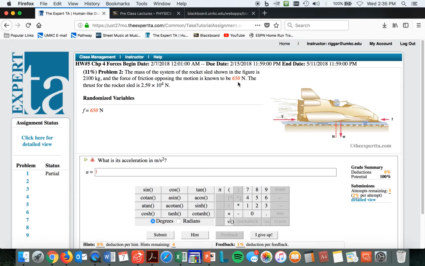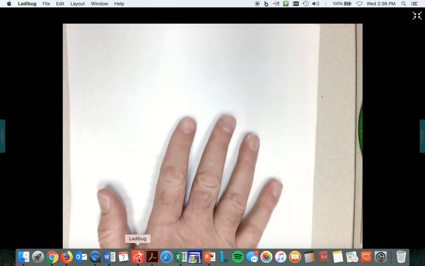Oh, this is a good problem. I like this problem. So the mass of this is 2,100 kilograms. The friction, the opposing force, is 650 newtons. And the thrust of the rocket sled is 2.59 times 10 to the 4th newtons. So here's how we set this up. This is so important.